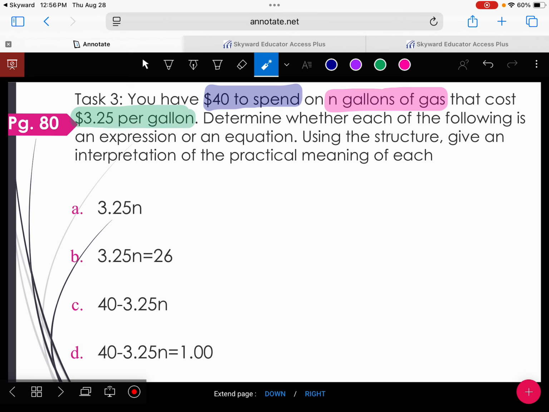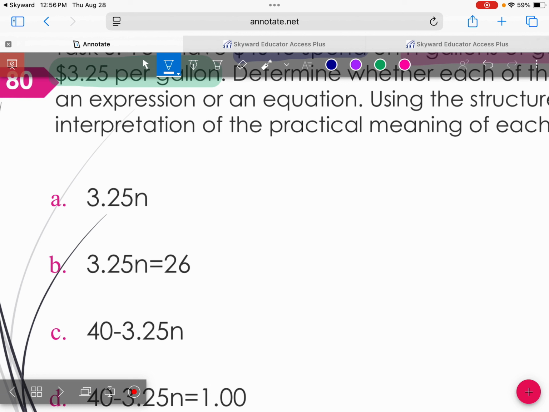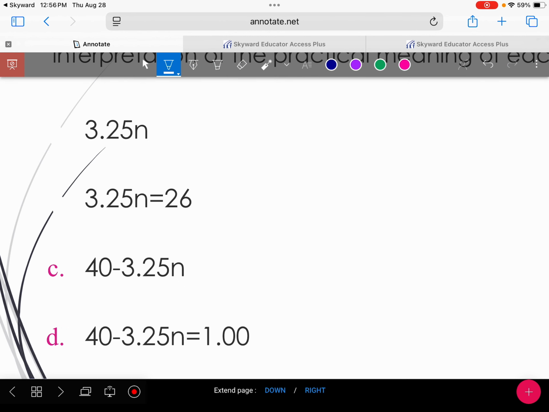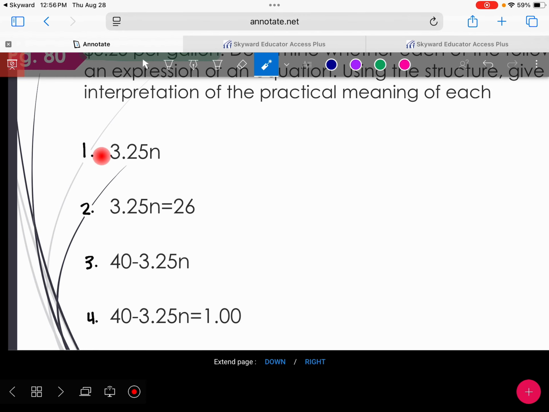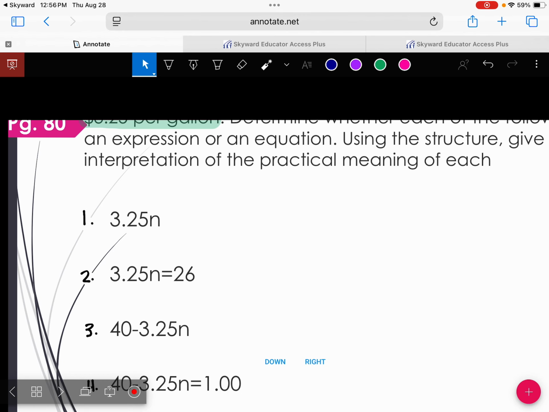So our equations are going to be, well, yours are numbered, mine are lettered, equations 2 and 4. And our expressions don't have an equal sign. I'm just going to renumber mine so it matches yours. So numbers 1 and 3 are what's called expressions. Equations we can solve. Expressions we can't really solve; we can just simplify and mush stuff around. So what we're looking to do here is see if we can figure out what they were trying to say in words with this math expression.